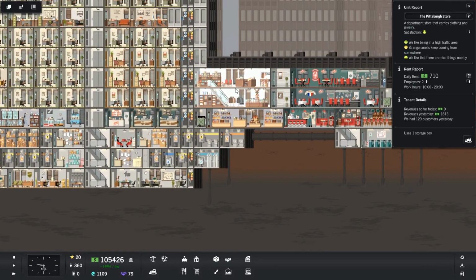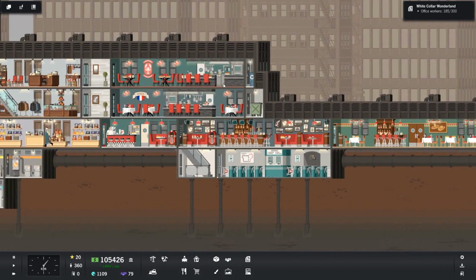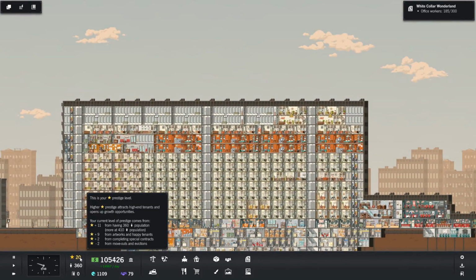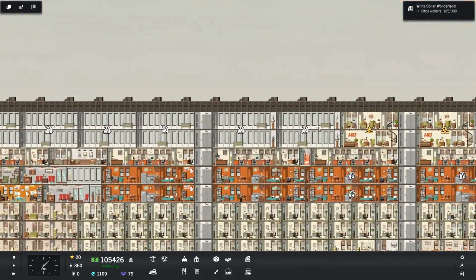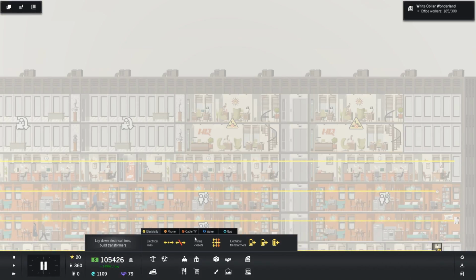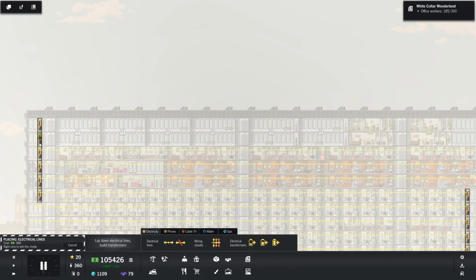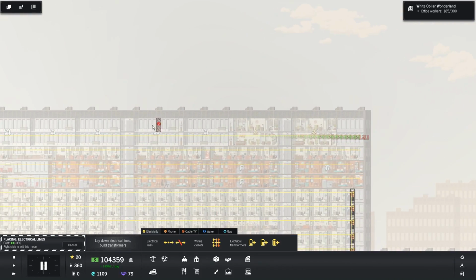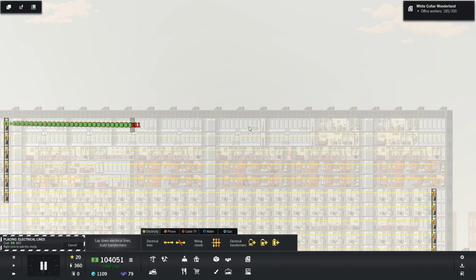We've got a large store now. We've got 3 gourmet restaurants. We've got 20 prestige now. And we've got 2 HQs, which don't have any electrical or phone lines or anything. So let's do that now then.